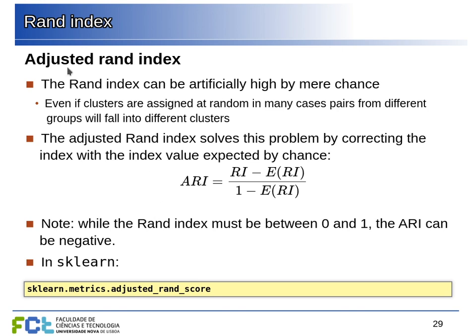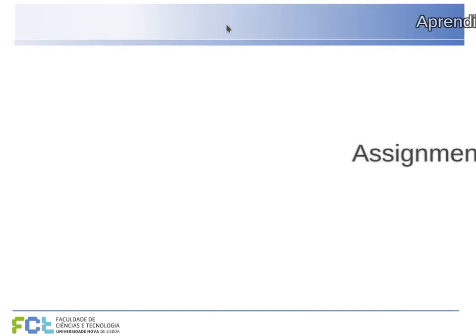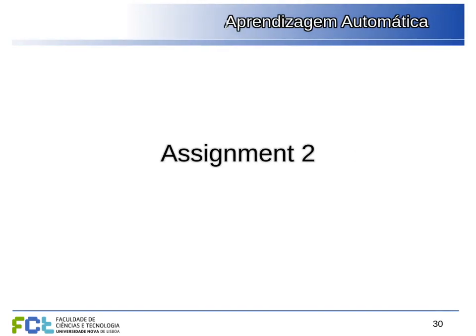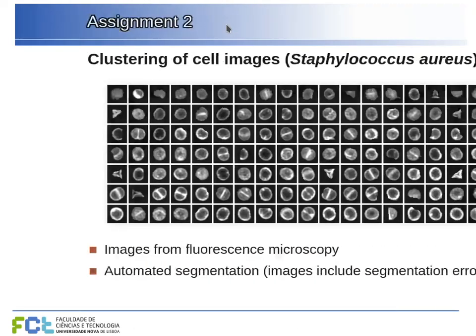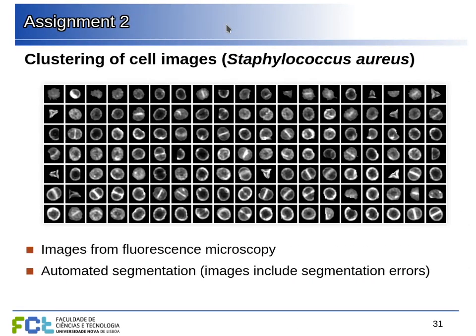You can obtain the adjusted RAND index in scikit-learn using this adjusted RAND score. So you can compare the labels of the clusters with the other labels, and you compute the adjusted RAND score by this formula. So this will be used in assignment 2, and assignment 2 will be for clustering.